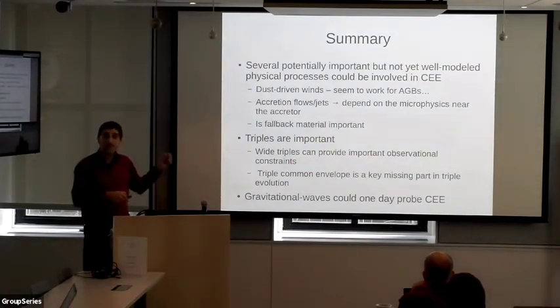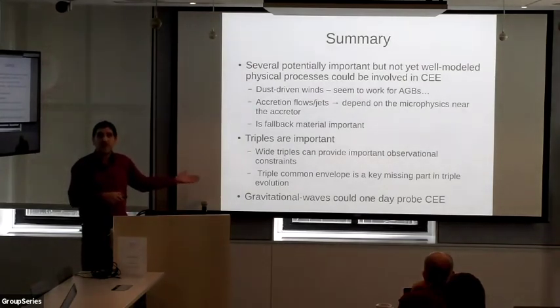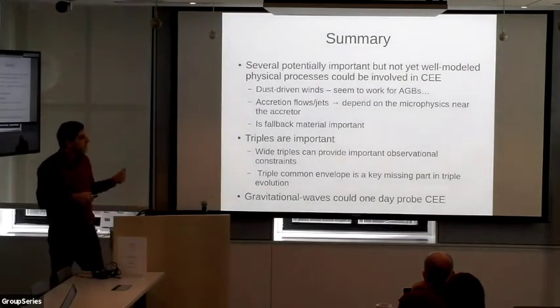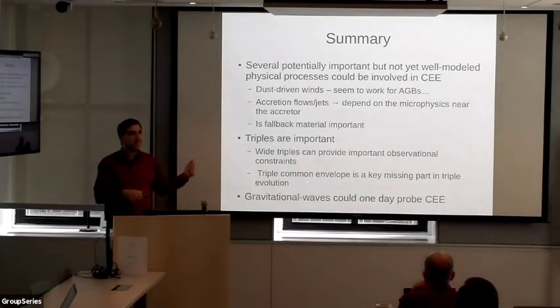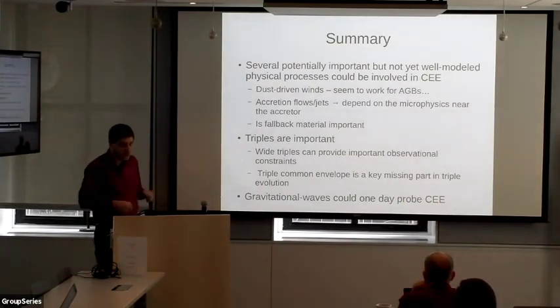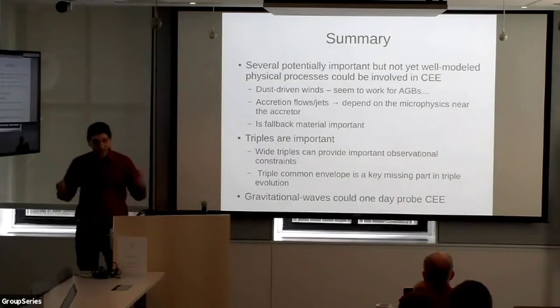Triple common envelope is important and interesting. We should go at some point beyond binaries, because triples are important, as I said, mostly for massive stars, but overall. And we should remember gravitational waves are becoming part of our arsenal for studying any physical process, including common envelope evolution. Thank you.